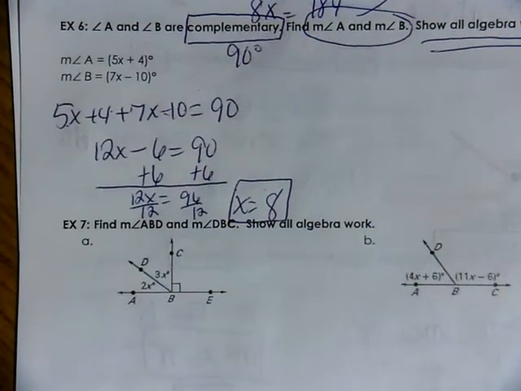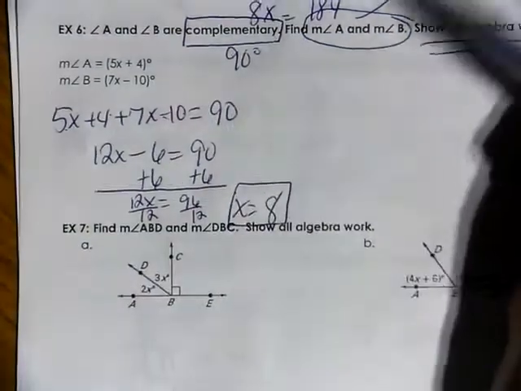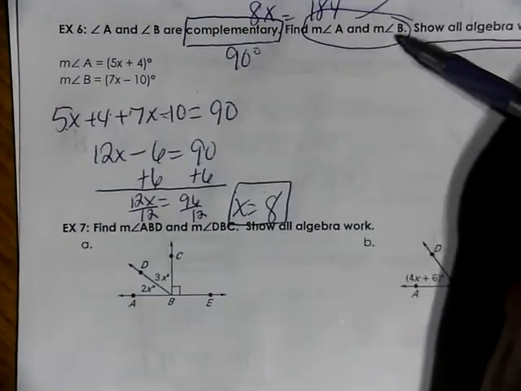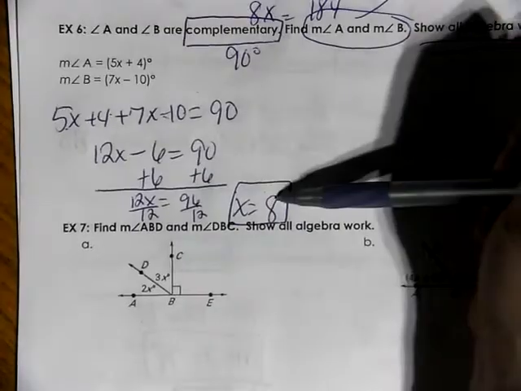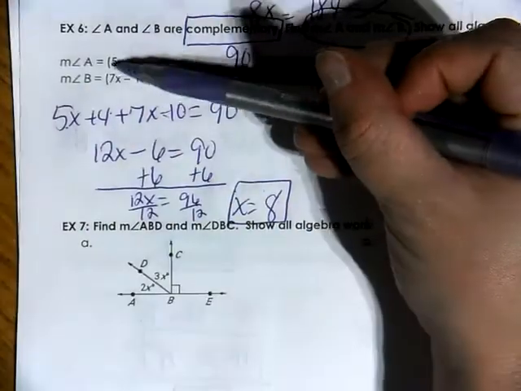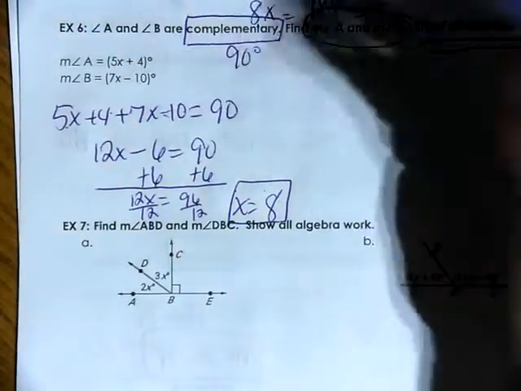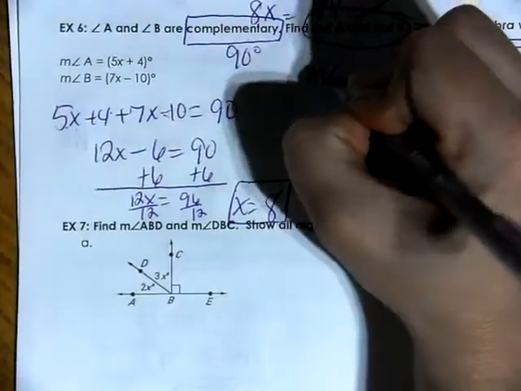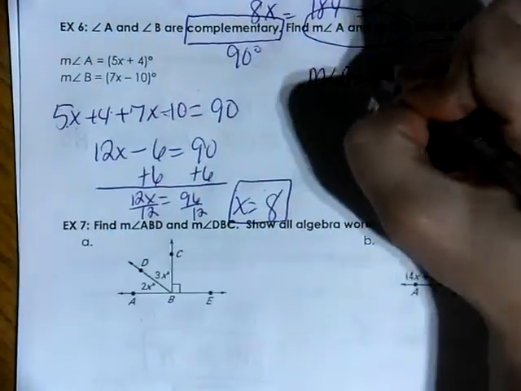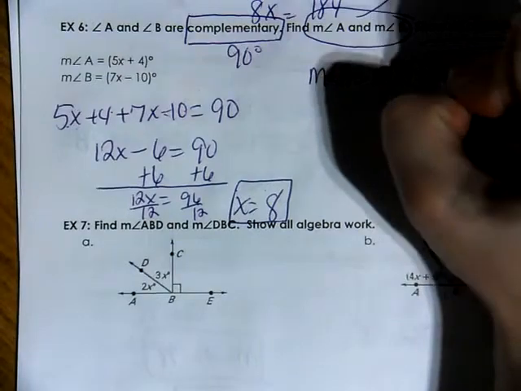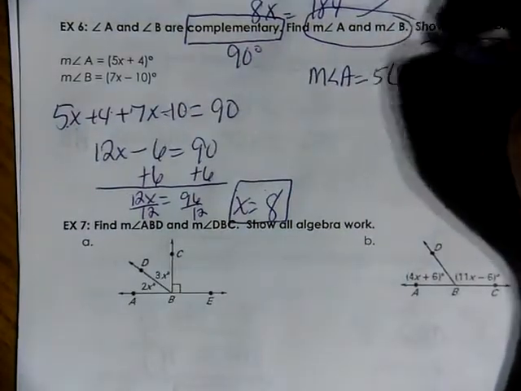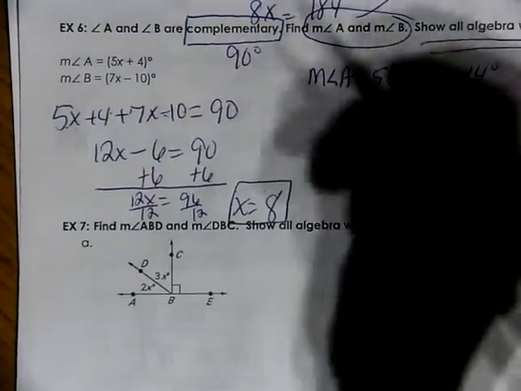I have x equals 8, but that's not what the question was. They want you to find what the measure of angle A and the measure of angle B is, so I have to plug 8 back in for x into both A as well as B. So the measure of angle A, that's going to be equal to 5 times 8 plus 4. So that's 40 plus 4, which is 44 degrees.